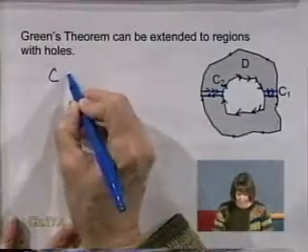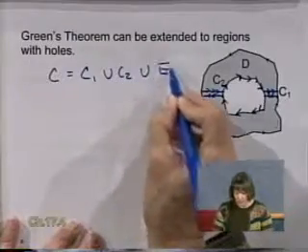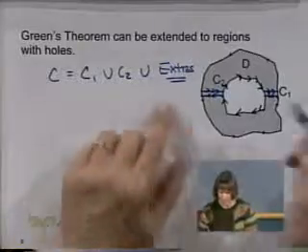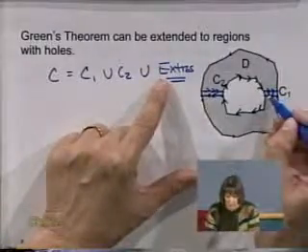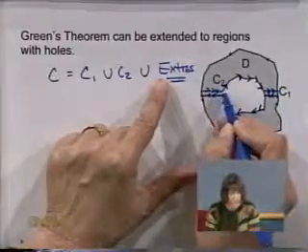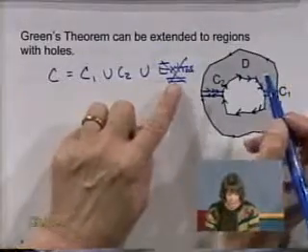I'm wondering if I call C to be C1 union C2 union, I'll put the extras. Now notice the integral over the extras are going to cancel each other because one time you're going this way and the other time you're going that way. One time you're going this way, the other way you're going that way. So these guys cancel each other. So I don't really have to do my line integral over the extras.